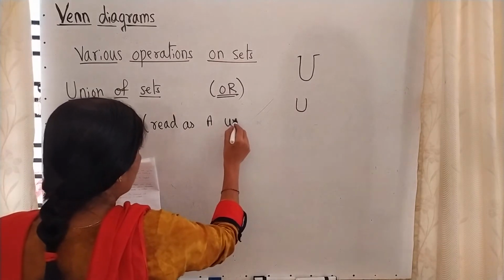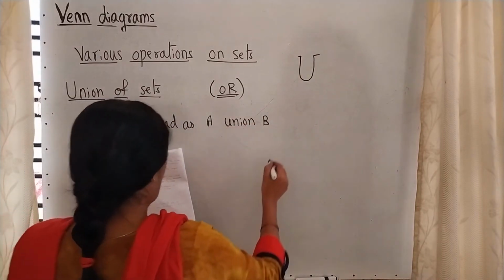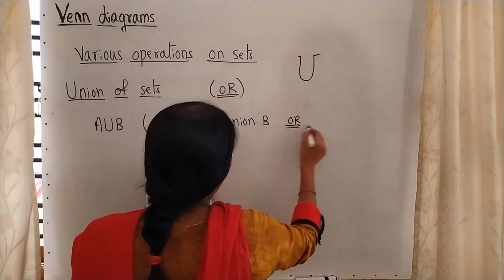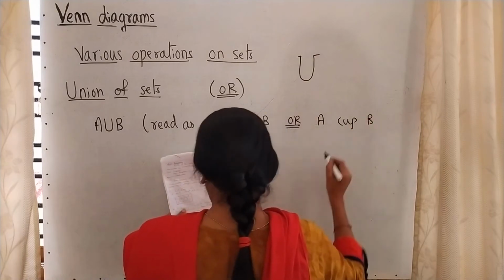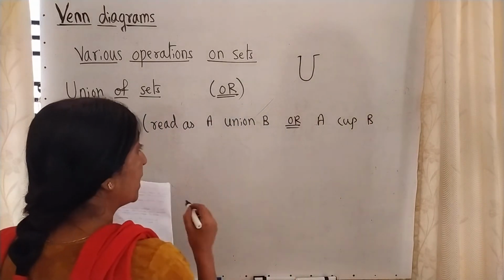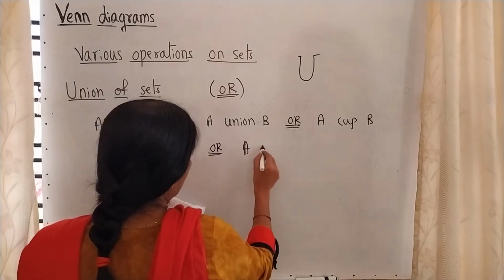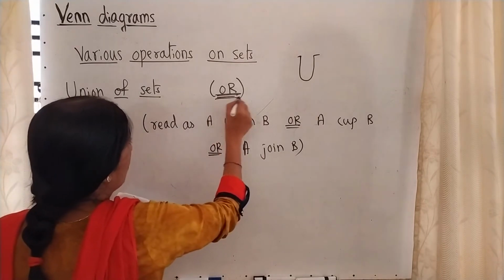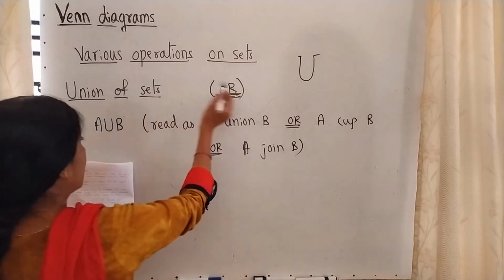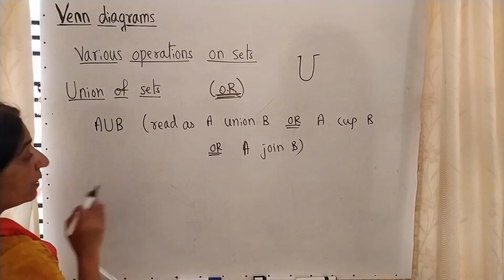A union B, or A cup B, or A join B. And I will tell you the meaning, and how the word or and union are related. Now I am showing you the definition of union.